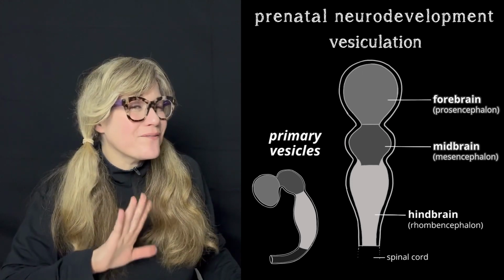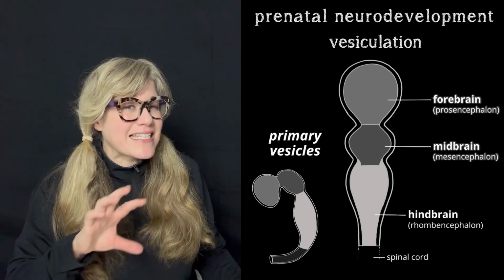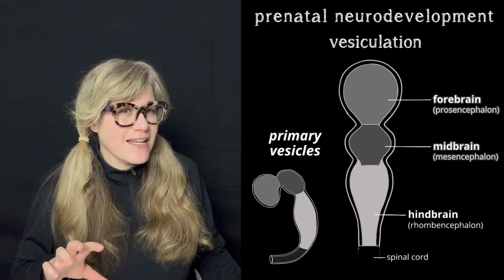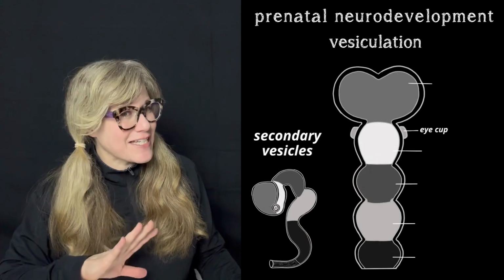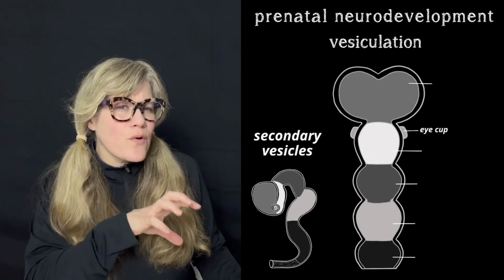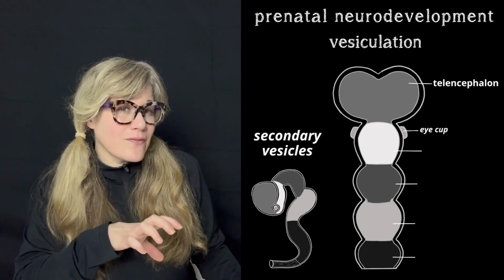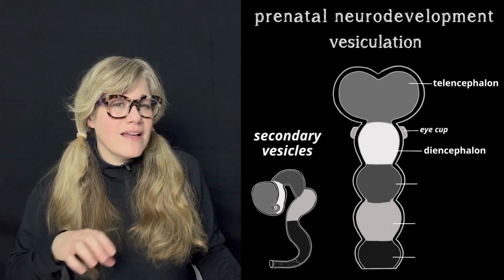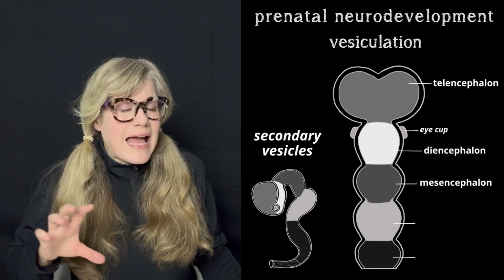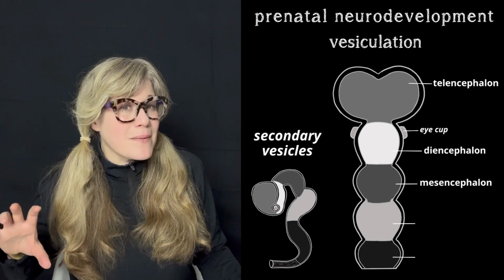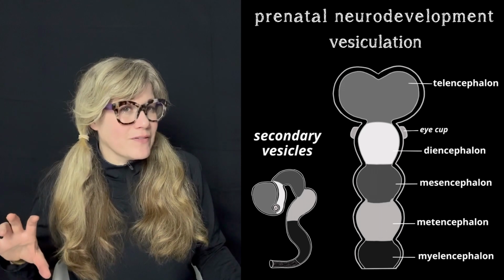By about the 5th week of development, as the cells continue to proliferate and differentiate, the primary vesicles subdivide into 5 secondary vesicles. So the forebrain has subdivided into the telencephalon and diencephalon. The midbrain stays the same, it remains the mesencephalon. And the hindbrain subdivides into the metencephalon and myencephalon.